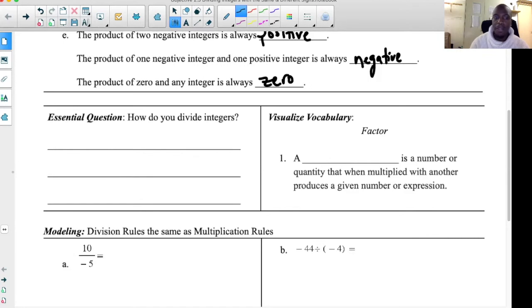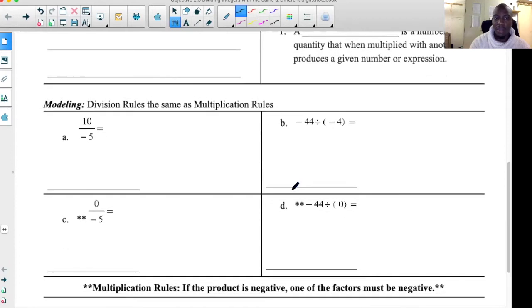Okay. The good news is when we talk about the modeling here, some of the numbers that I'm giving you, they're not complex, they're not difficult. They are numbers that you already have an understanding of. So you should be okay with it. Okay. So for example, A, B, C, and D.